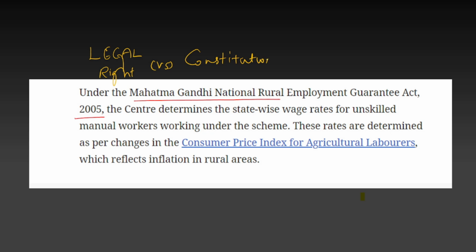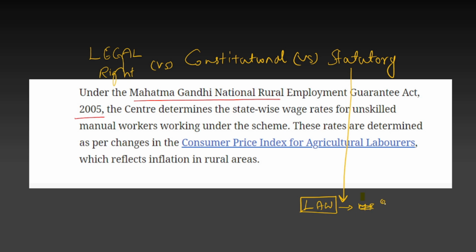There are constitutional rights, and then there are statutory rights. Statutory is by law. That is the MNREGA Act, 2005. If you are not getting jobs under it, the government is statutorily obliged to give you the wage, even if it is not giving jobs. So this is a statutory right.